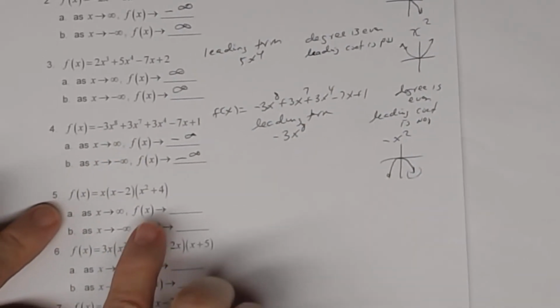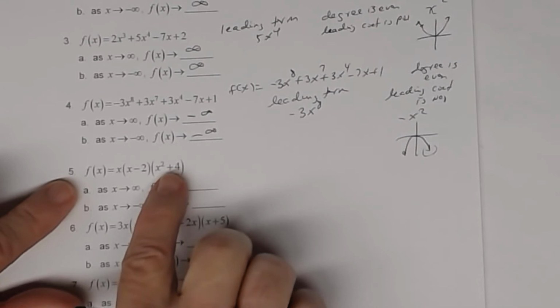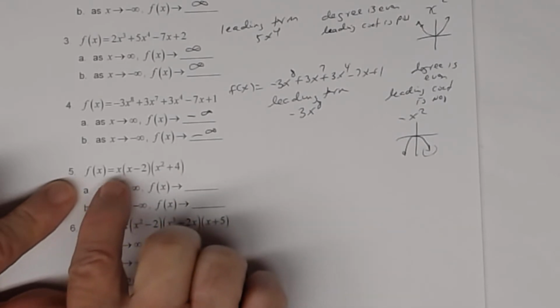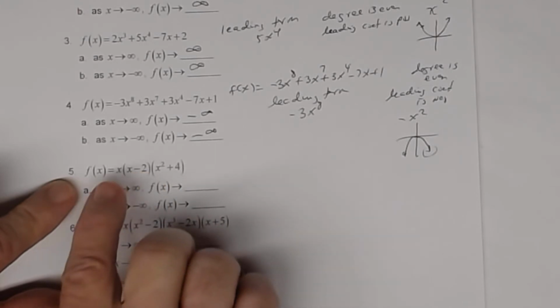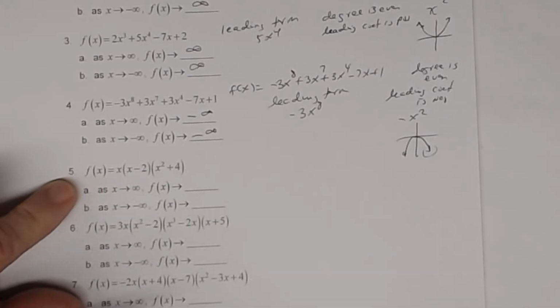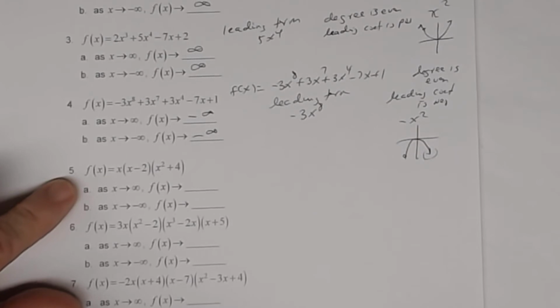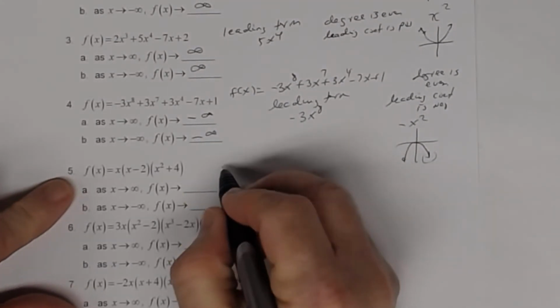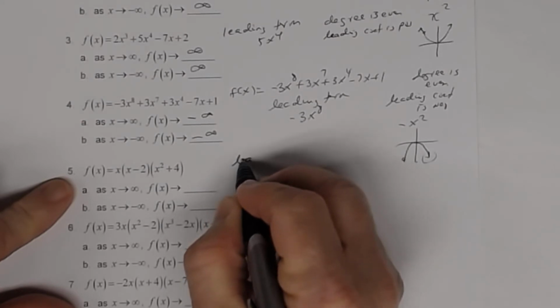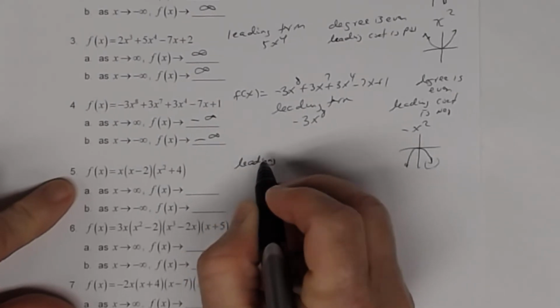But when it's already in factored form, there's a little bit of work you have to do, because looking at this, it's not in standard form, it's in factored form. So from here, you've got to figure out what that leading term is. And it's very easy to figure out that leading term. So let me remind you how to figure out that leading term.